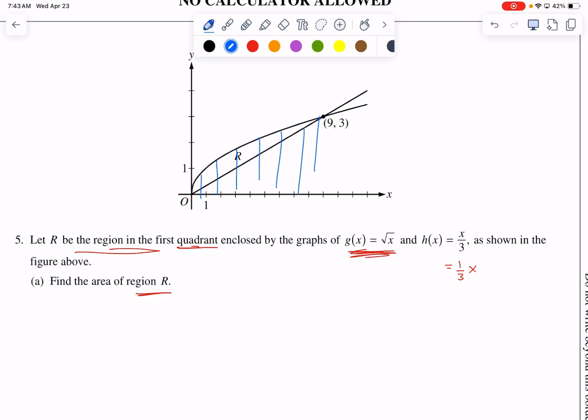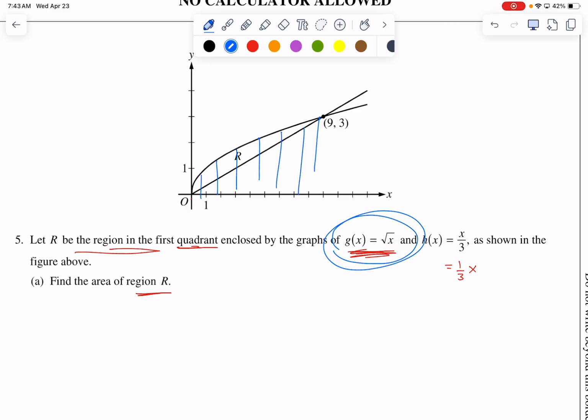So what do you got to do if you just want region R? Set them equal to each other? Nope. So that's the area under the shooting star. Do you find the area under the curve of both? Yep. And then subtract one of them?